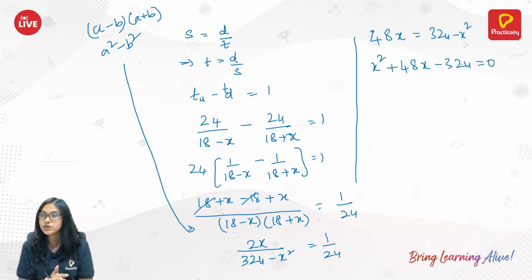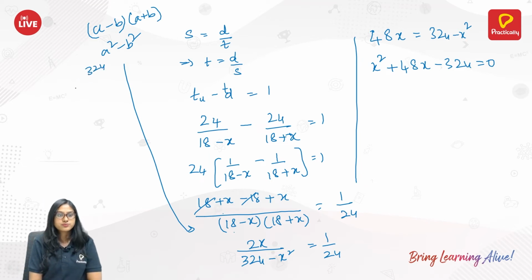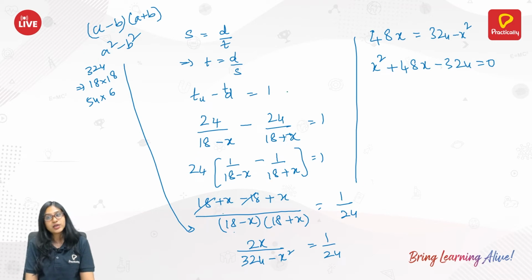We can solve it from here. Let's use the splitting middle term again. 324 is, I know, 18 into 18 obviously. So from here I could use the techniques to solve. 18 times 3 is 54. If you take 3 from here, we are left with 6. So 54 minus 6 is 48.